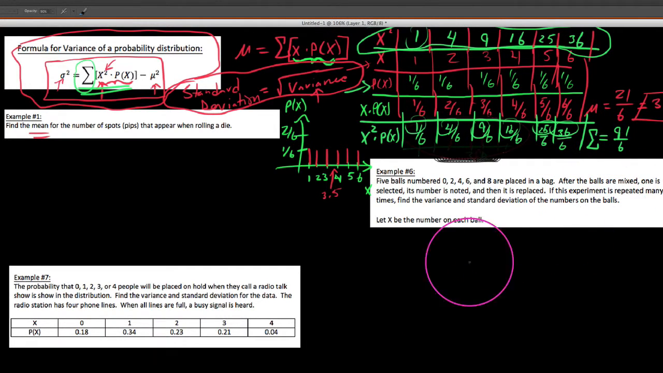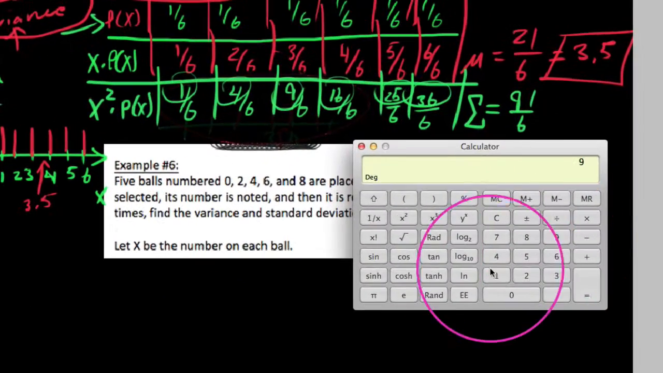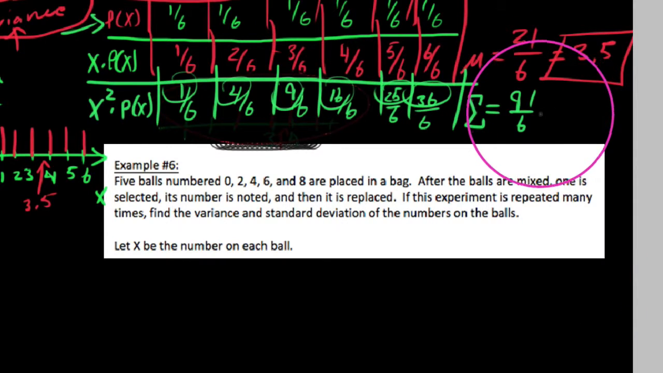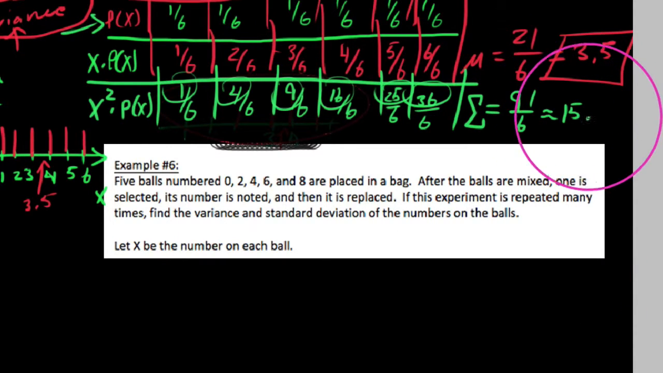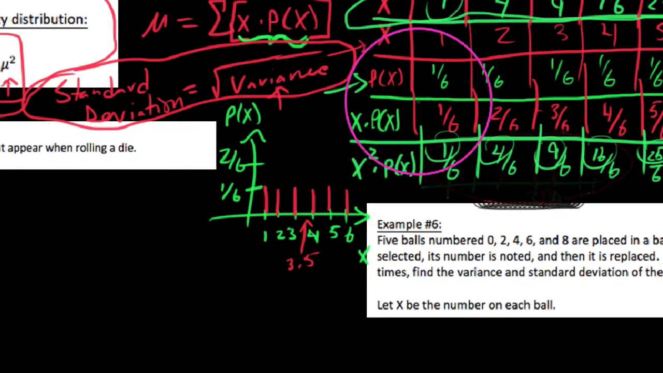Okay, so we actually are going to have to get out a calculator on this one. It's not a huge issue. It's really more about knowing how to get this number in the first place. So we get 15.16 repeating. So I'm going to write approximately 15.16 repeating.